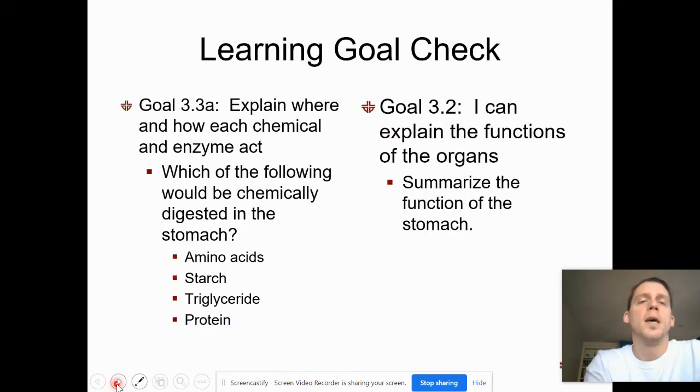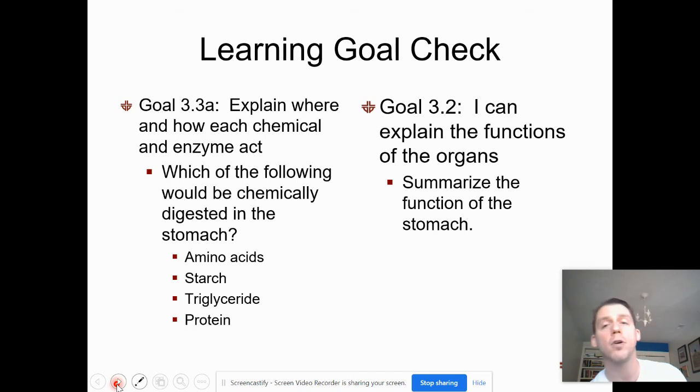All right. And our last learning goal, explain where and how each chemical and enzyme act. So our question: which of the following will be chemically digested in the stomach? Is it amino acids? Is it starch? Is it a triglyceride? Or is it protein? And the next question, I can explain the function of the organ: summarize the function of the stomach.